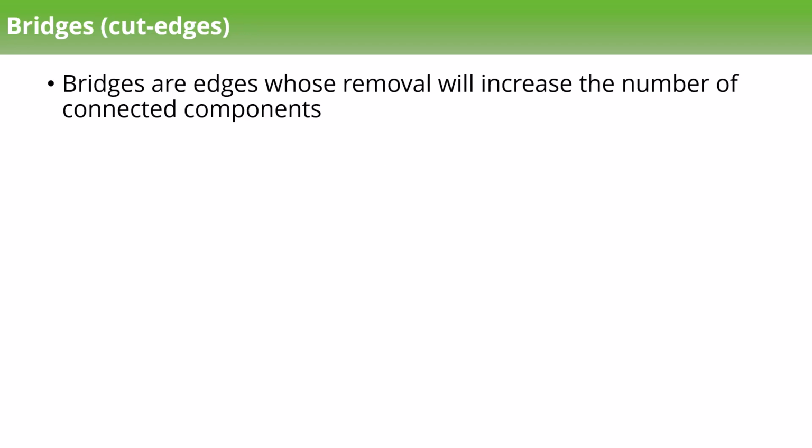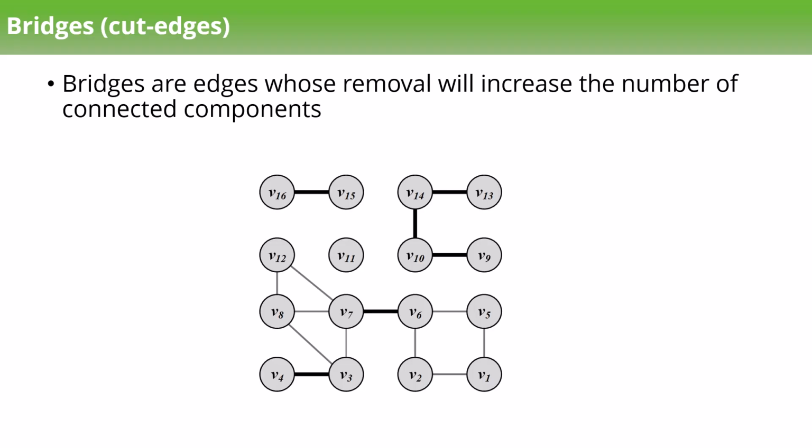So the next one is bridges, or cut edges. A bridge is a very important edge. If we remove it, the graph becomes disconnected. Example, a bridge connecting two islands. If it collapses, travel becomes impossible. In computer networks, bridge links are critical because failure disconnects communication. Identifying bridges helps improve network reliability.